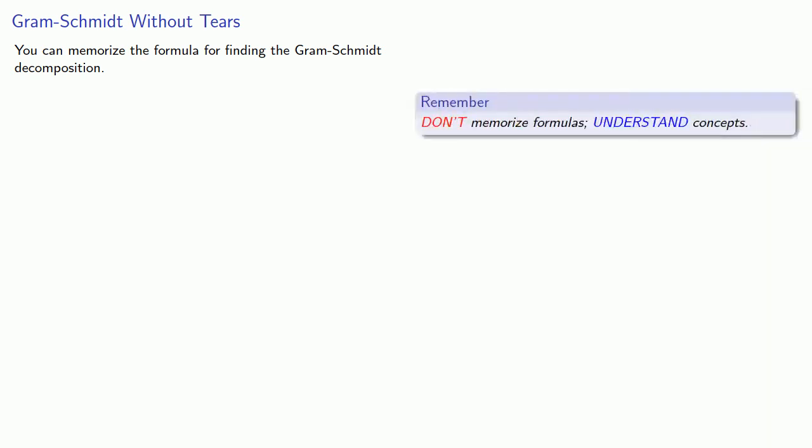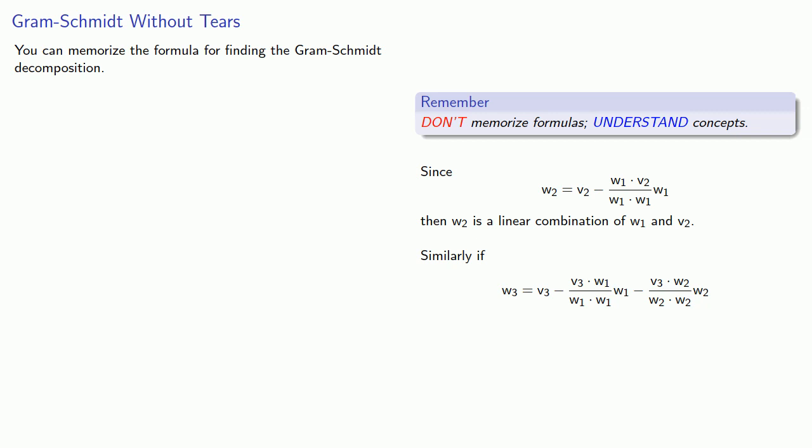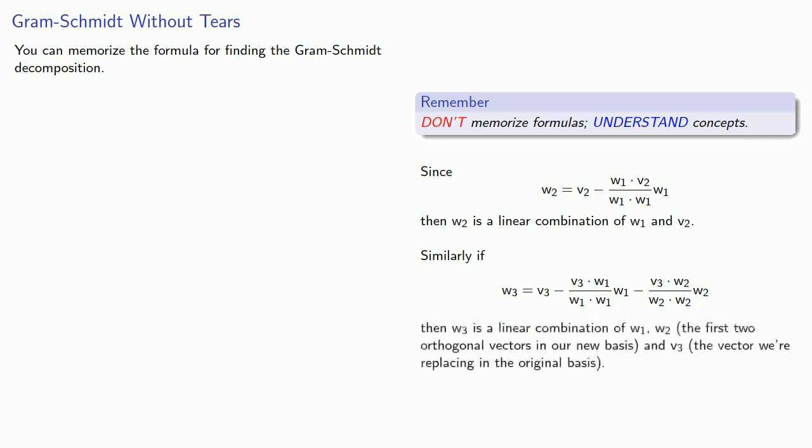Now you can memorize the formula for finding the Gram-Schmidt decomposition. But remember, don't memorize formulas, understand concepts. So we have the formula for that second orthogonal vector. But notice that this also means that W2 is a linear combination of the first orthogonal vector W1 and the vector we're replacing, V2. Similarly, we have our formula for W3, but this means that W3 is a linear combination of W1, W2, the first two orthogonal vectors in our new basis, and V3, the vector we're replacing in the original basis.